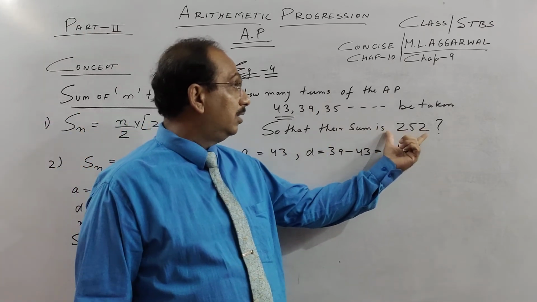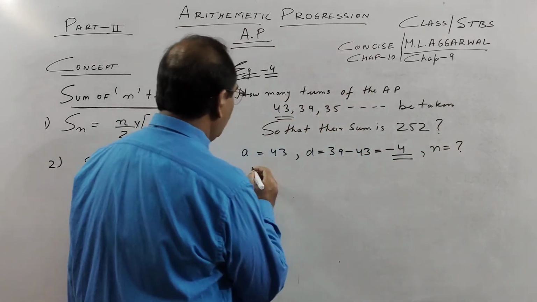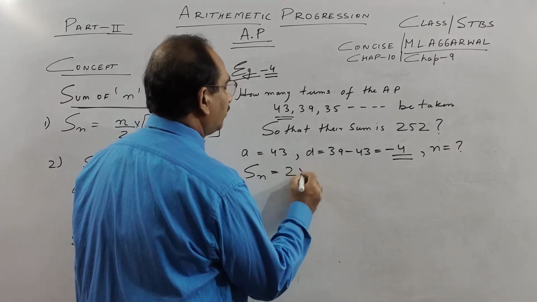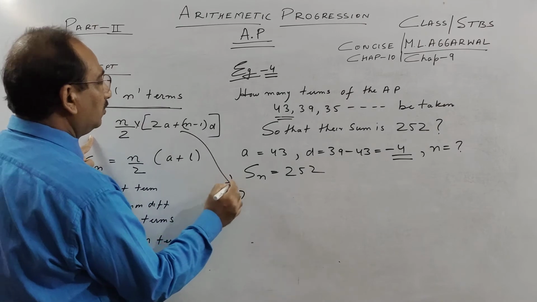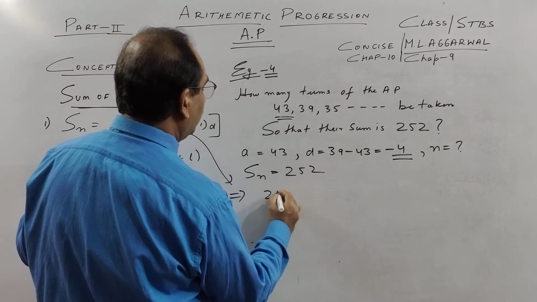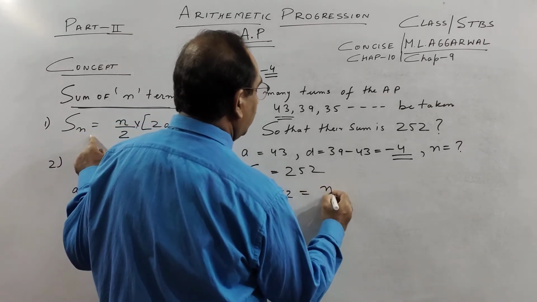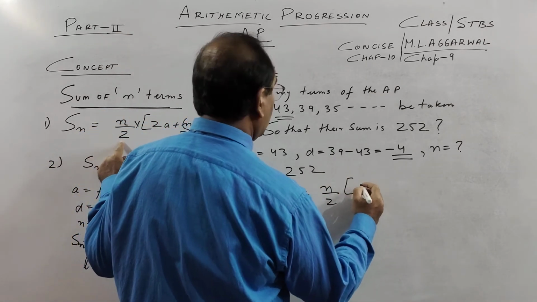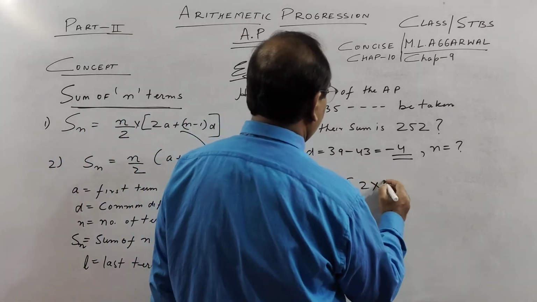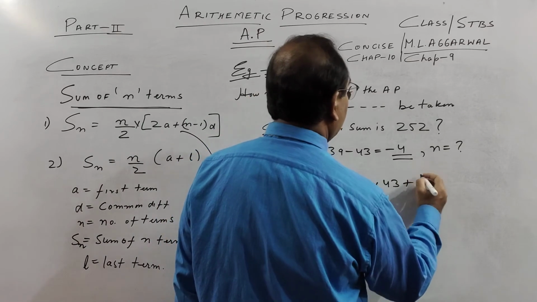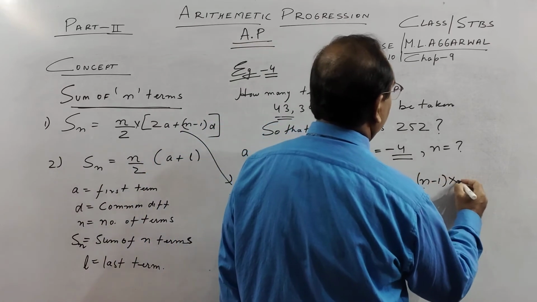Now how many terms do we take? What is n, so that the sum of n terms is 252? So let us use this first formula, children. 252 is equal to n by 2 into 2 into A, A is 43, plus n minus 1 into D, which is minus 4.